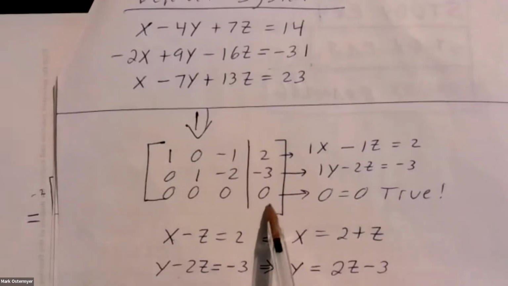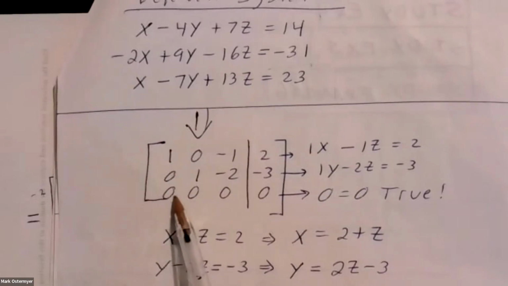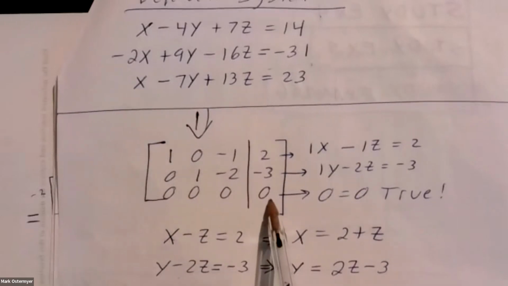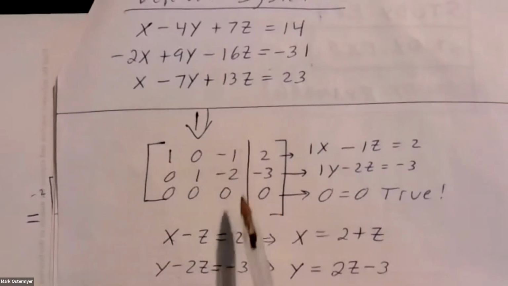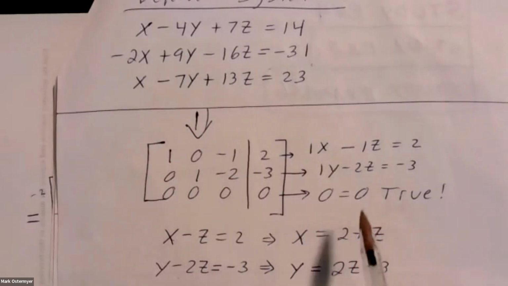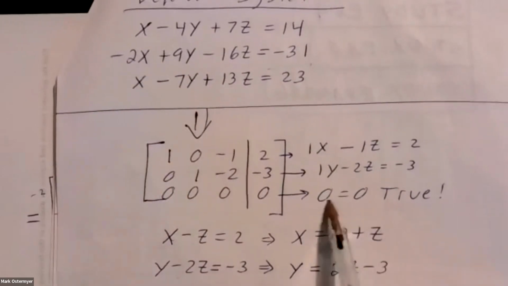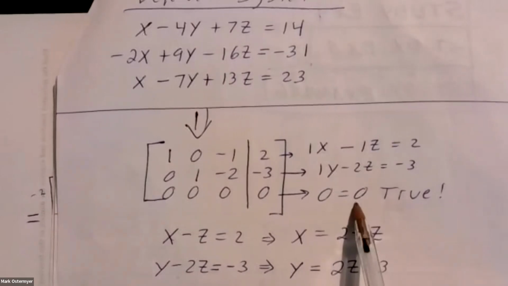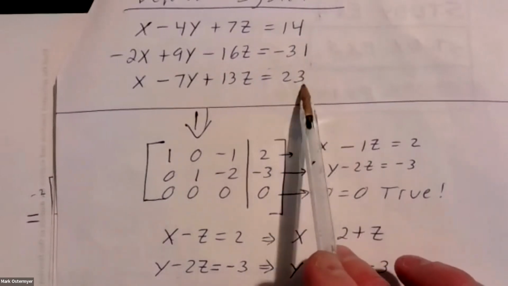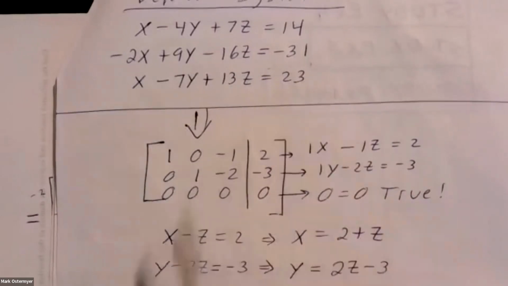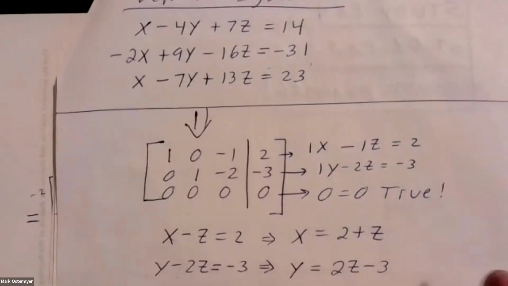Now, look at that last row. The last row of my matrix consists of nothing but zeros. And so this last row is really saying what equation? It's saying 0x plus 0y plus 0z is equal to 0. In other words, 0 is equal to 0. Is this a true or false statement? 0 equals 0. That's a true statement. So you know what? This system has an infinite number of ordered triple solutions. Infinite number.